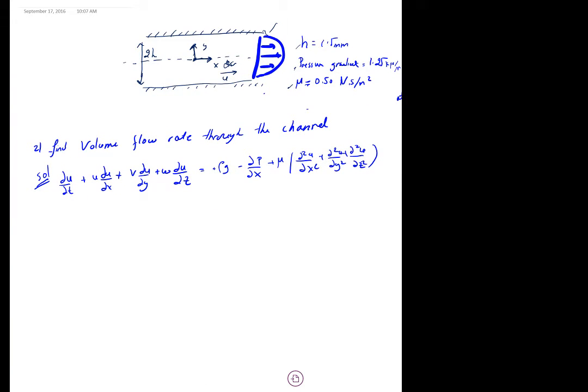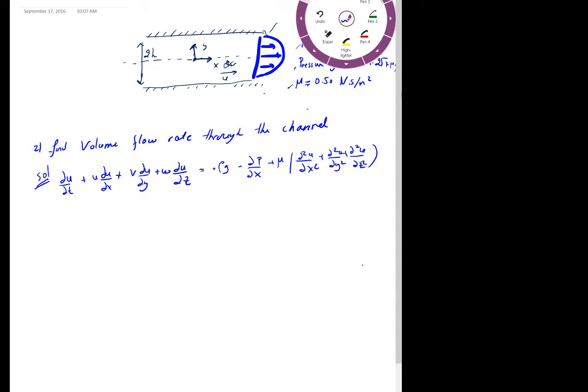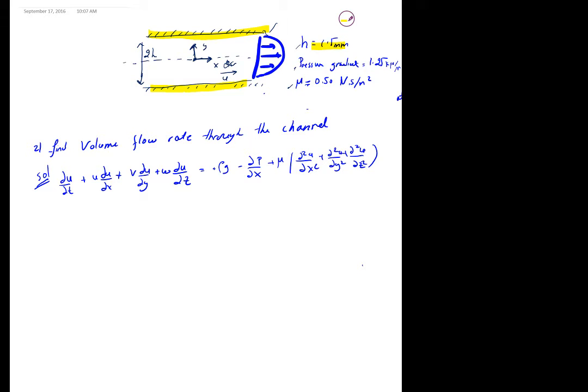In this session, we will be solving one typical Navier-Stokes problem. So we are given flow between two plates, two fixed plates. We are given the height, 1.5 millimeters. We are given the pressure gradient, 1.25 kilopascals per meter. We are given the viscosity of the fluid. It is a dynamic viscosity, 0.15 newton seconds per meter squared.